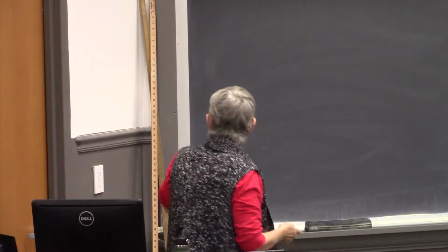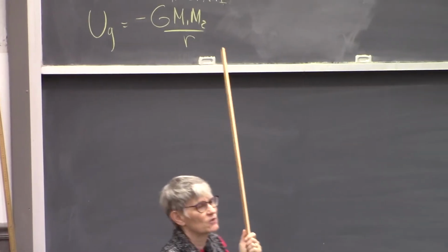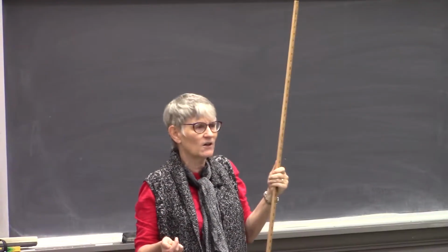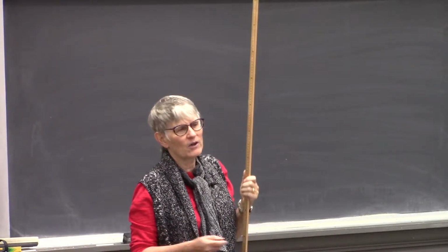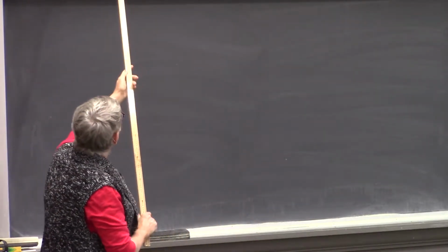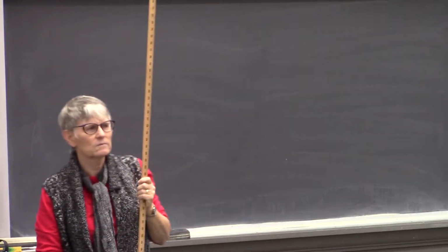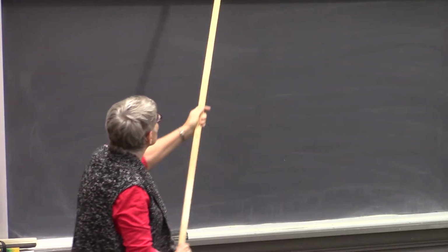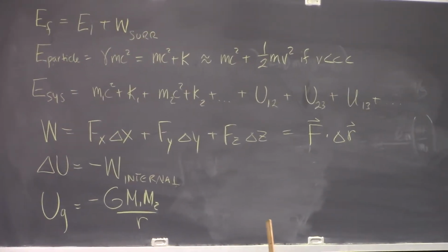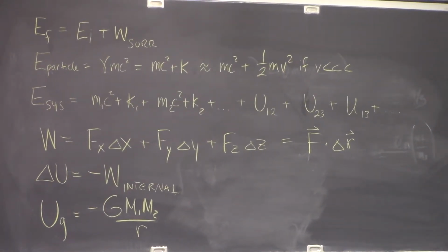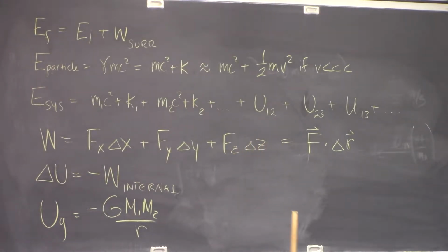And for a system that has more than one object in it, for a single particle, there's only two kinds of energy you can have: rest energy and kinetic energy, which is associated with motion. For a multi-particle system, there's the rest energy and the kinetic energy of each particle, plus interaction terms. So for every pair of particles, there's going to be a potential energy term that relates to the energy between the two particles.